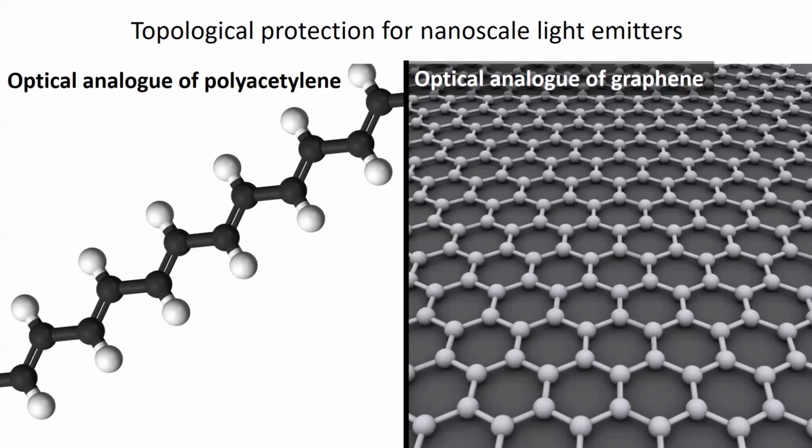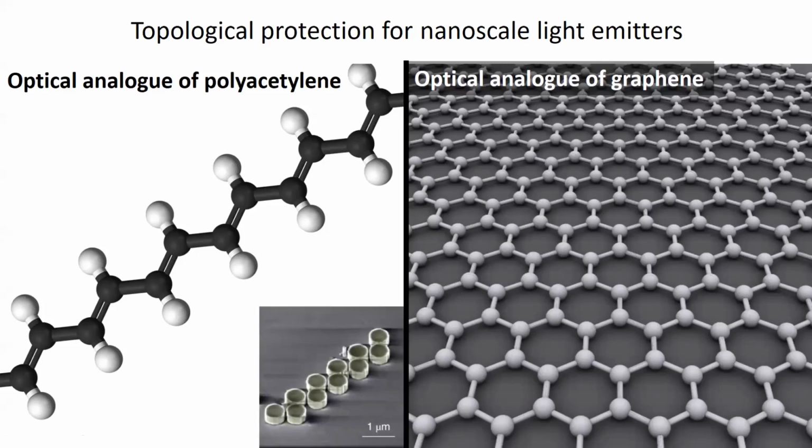So first of all, we try to use topology for protection of nanoscale light emitters. We have two structures: the optical analog of graphene and the optical analog of polyacetylene. Both are topologically very, very interesting. First of all, I'll go through the one-dimensional structure, which is the topological analog of polyacetylene.